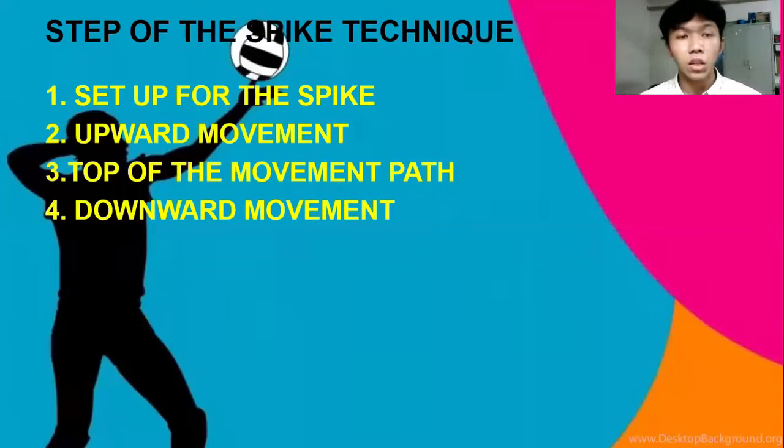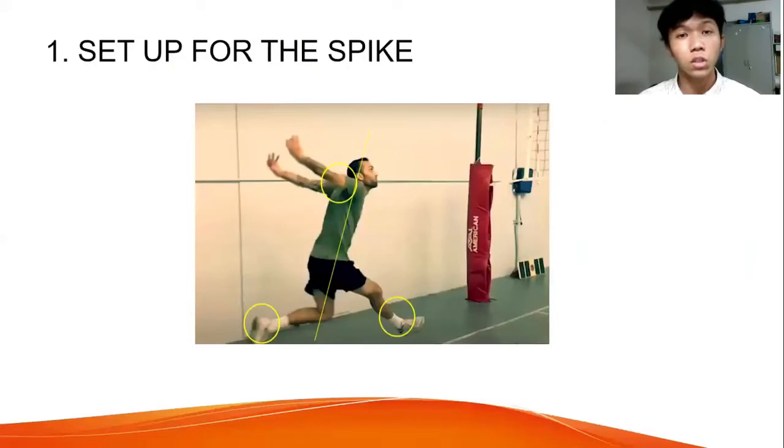There are four steps for the spike technique: the first one is the set up for the spike, then the upward movement, the top of the movement path, and the downward movement. We are going to discuss all of these one by one. So let's move on to the first step, which is the set up for the spike.